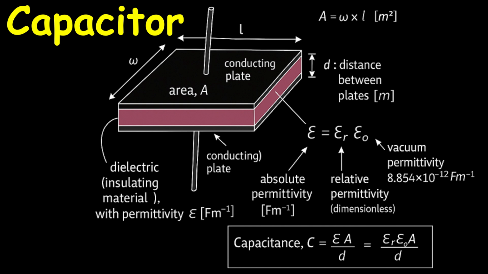You'll also see the formula written as C equals epsilon r times epsilon naught times A, all divided by D. This is the exact same thing. It just shows the two parts of permittivity separately, which is more practical for an engineer who is looking up the relative permittivity of a material in a handbook.